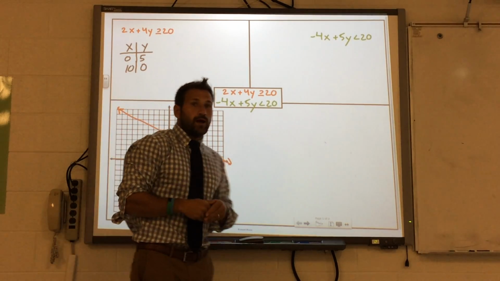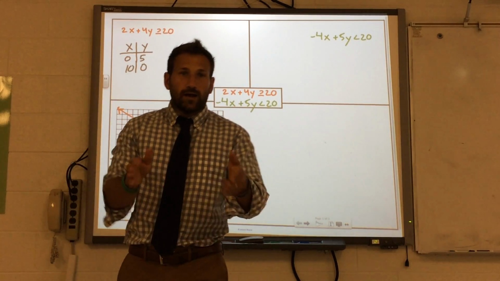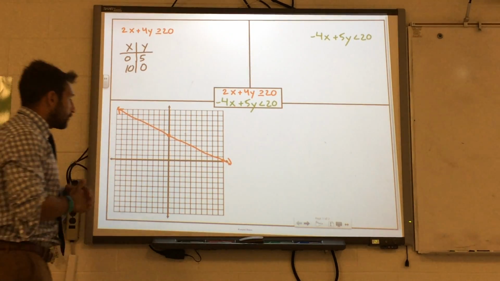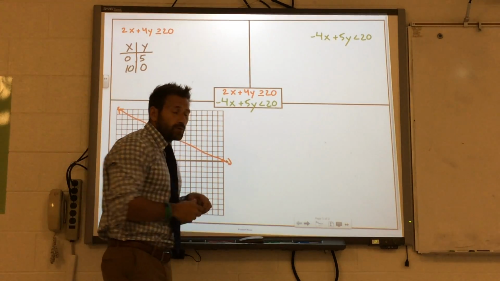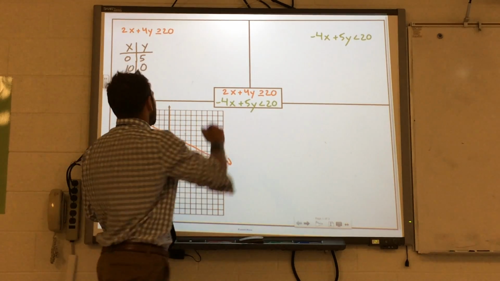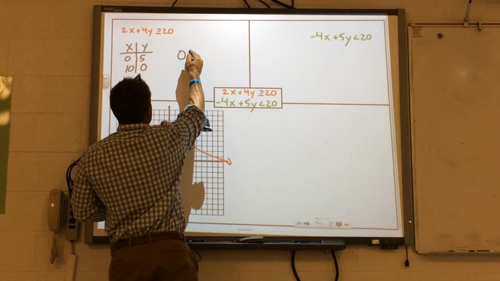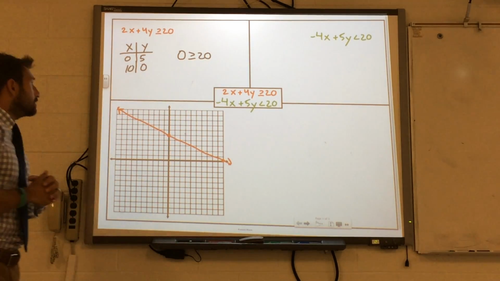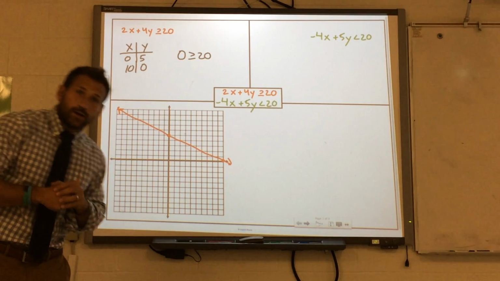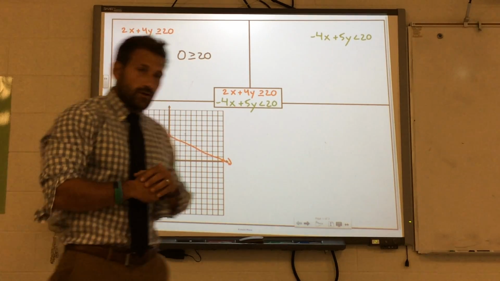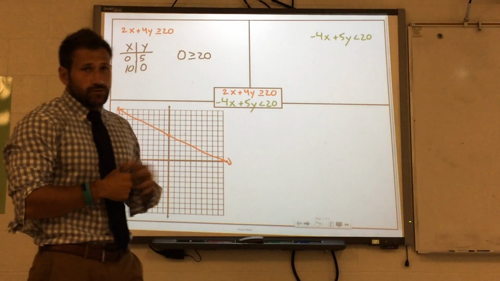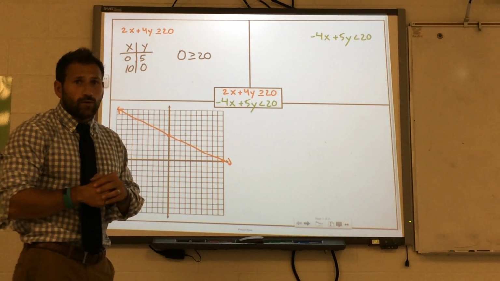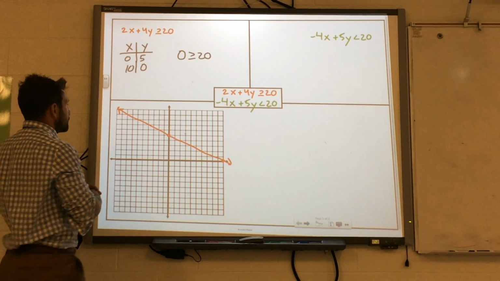Remember, draw your line through the points. Okay, it's not a line segment, it is a line. So from there, we have to figure out what side we're going to shade. Well, we can use a test point, 0, 0. Is 0 greater than or equal to 20? Is that true? No, it's not true, so we're going to shade the other side, the one that doesn't include the point 0, 0. So we're going to shade the top side.